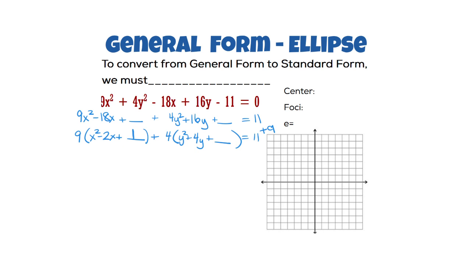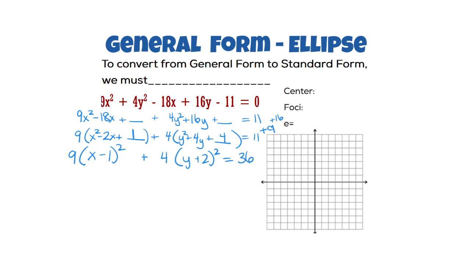Now let's try it with the y's. Half of 4 is 2, squared back to a 4. But when I put that 4 there, I really put 16 there. So let's add 16 to the other side. Here's what I've got. This is going to factor to x minus 1 squared plus 4, y plus 2 squared equals, what are we going to end up with over here? We've got a 27, 36.